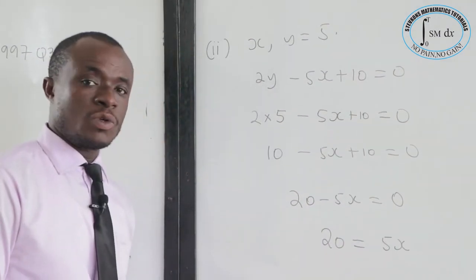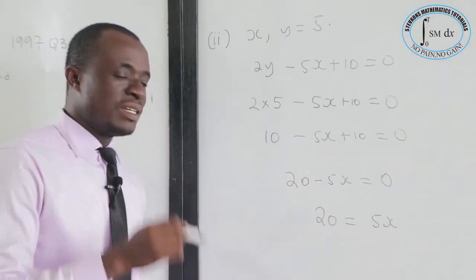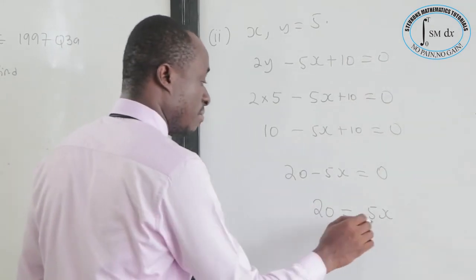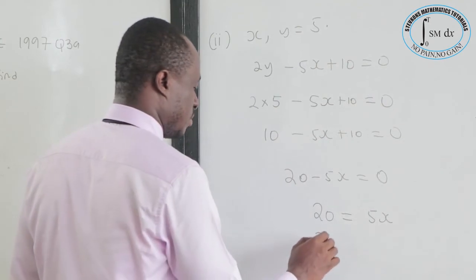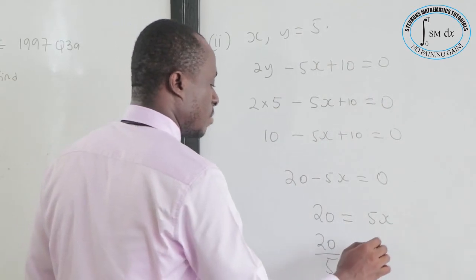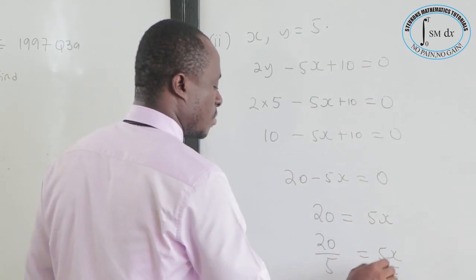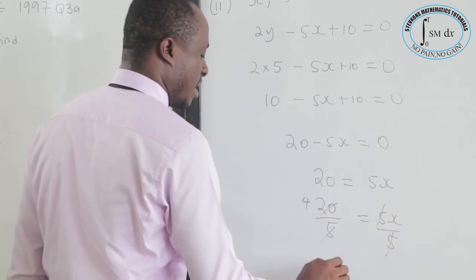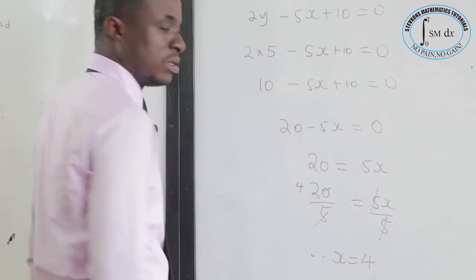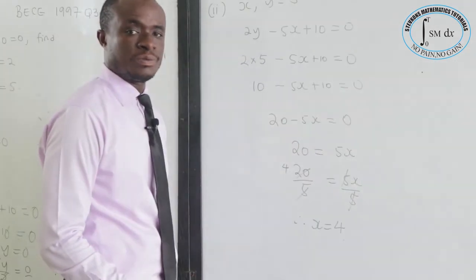I want to find x. What should I do? Divide both sides by 5. What is multiplying the x? 5. Five will go into 20, that is 4 times. So we have our x to be equal to 4.